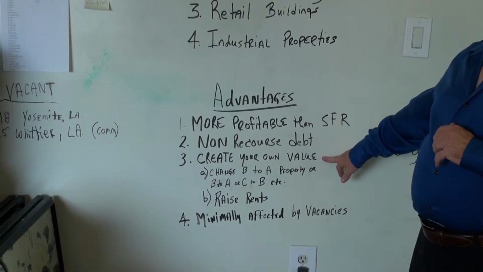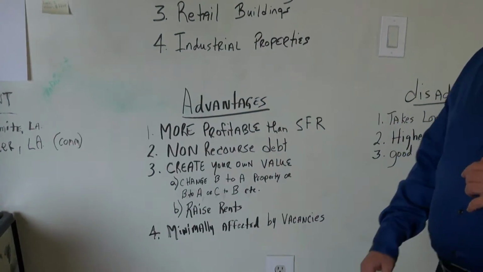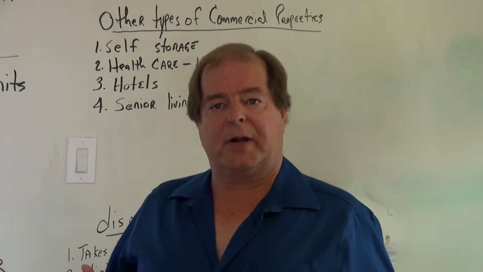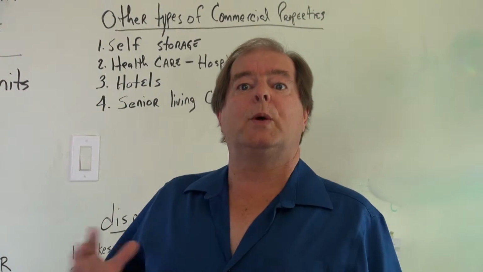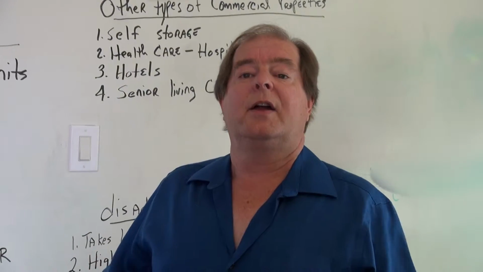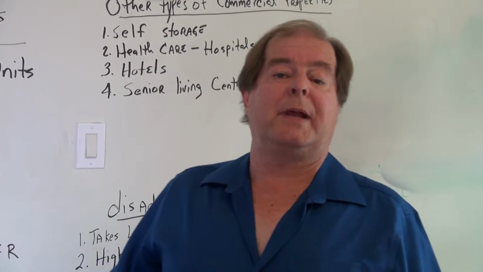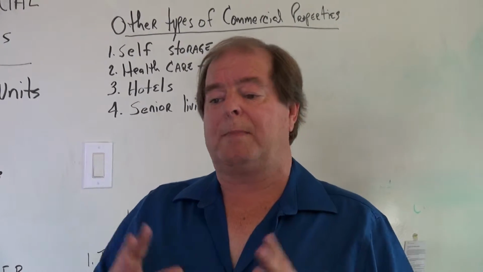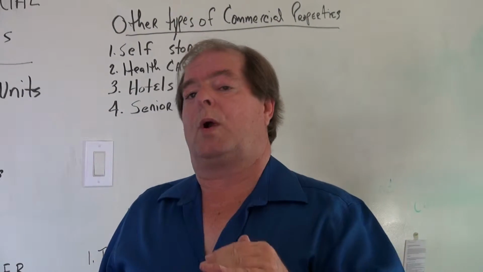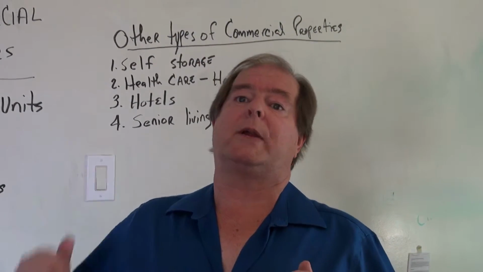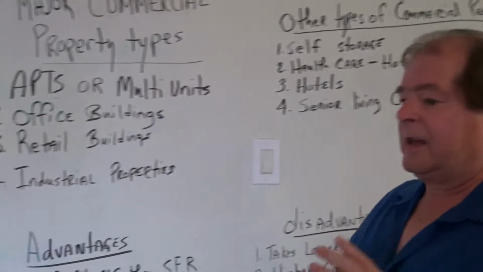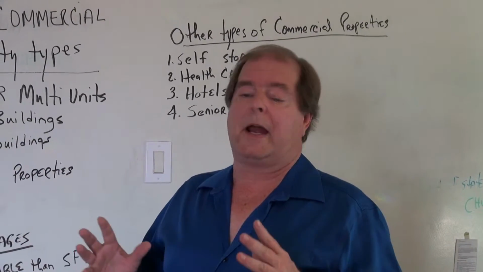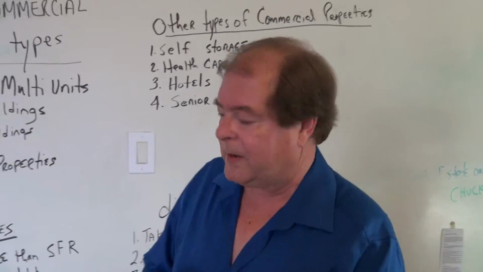Number 3, you have a chance to create your own value when you have commercial properties. Number 1 is you can change the property from a B property to an A property by fixing it up in an A area. You can take a C property, fix that up in a B area, and raise that from a C to a B building, just like a B building to an A building. Okay, by doing that, you usually lower the cap rate, and by lowering the cap rate, you're increasing the value of the property. And the other day I did a video on cap rates, and you can go on my site and look up those. I'm not doing the cap rates right now.